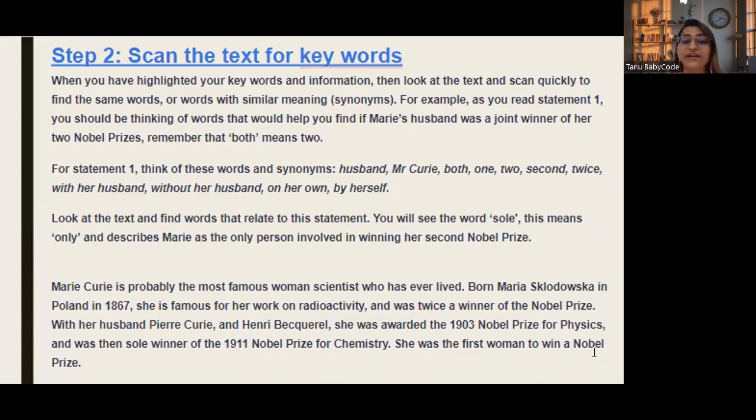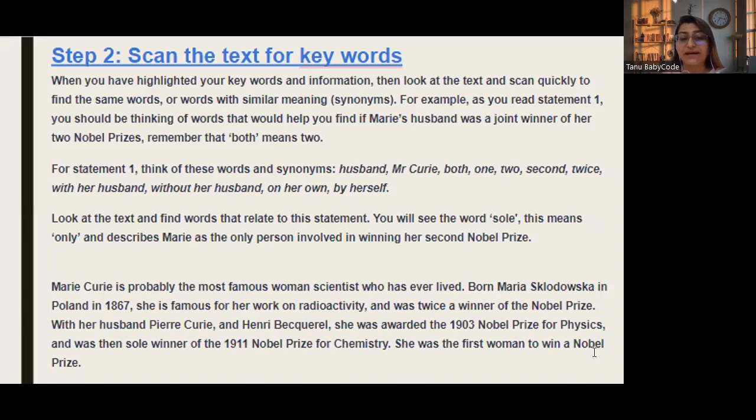So you will start thinking of these synonyms. Look at the text and find the words that relate to this statement. You will see the word sole. This means only. And it describes Mary as the only person involved in winning her second Nobel Prize. So sole means that she was the only winner of her second Nobel Prize.